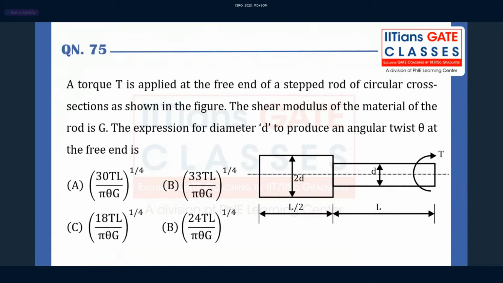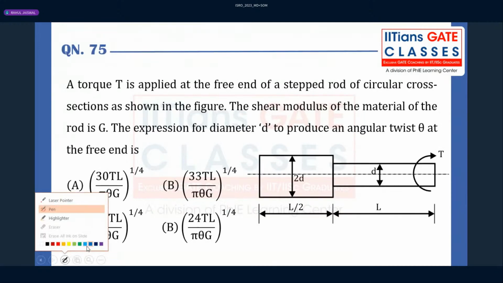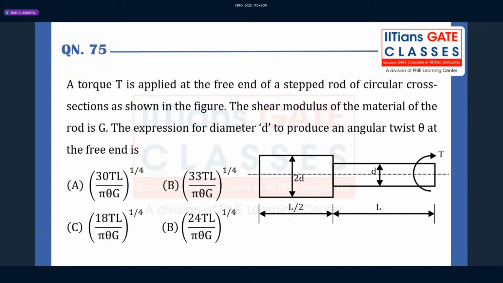Okay. Moving on to this particular question. Again, a very simple question from torsional loading. A torque T is applied at the ends. The shear modulus of the material is G, for this material also G. They ask for the expression for the diameter D to produce an angular twist theta at the free end. That means A, B, C.